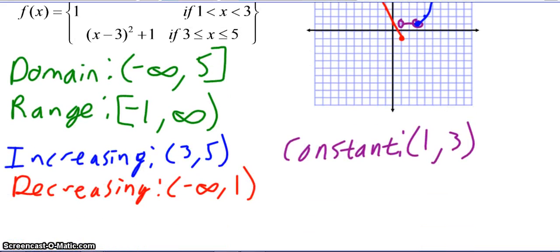Then we want to talk about the increasing and decreasing intervals. Well, the blue piece, or the quadratic here, happens to be increasing, so it's increasing from 3 to 5. The purple, which is the horizontal line, or the middle piece here in the function, happens to be constant, so it's constant from 1 to 3. And then the top piece, which is the line with a slope of negative 2, is decreasing from negative infinity to 1.